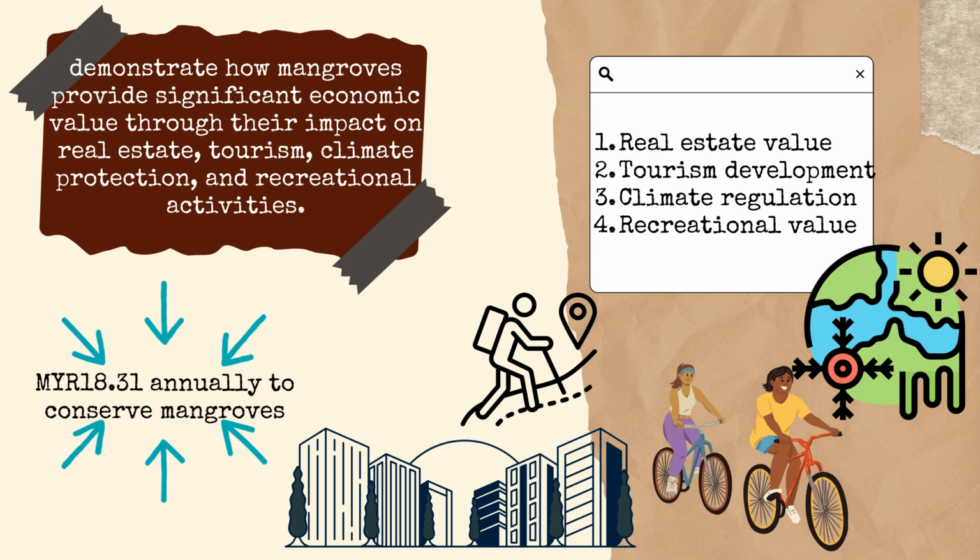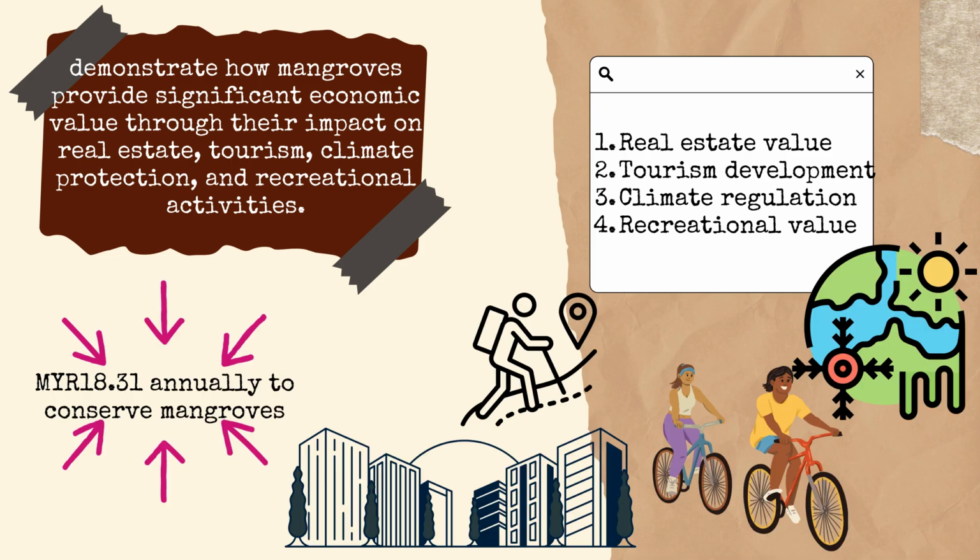Properties near mangroves often sell for higher prices. Why? They offer scenic views, cleaner air, and protection from floods. For example, in Kuala Perlis, Malaysia, people are willing to pay RM18.31 annually to conserve mangroves. Next, tourism development. Healthy mangroves attract visitors for activities like bird watching and kayaking. Hedonic pricing reveals how proximity to such ecosystems increases demand for tourism services.